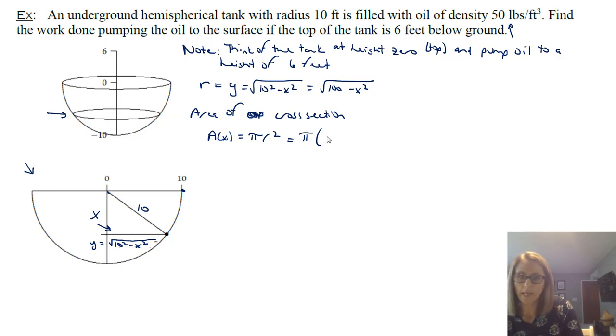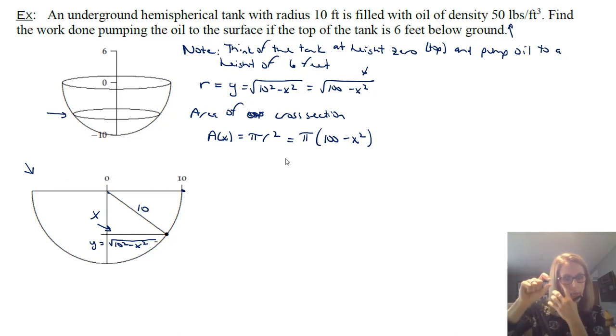So we take r, which we have right here, and we square it to just get 100 minus x squared. So notice the difference there is a variable there. So that's the area of the cross section. And just like we did before, we can think about the fact that when we multiply that by the idea of the height, then we would have the volume of each cross section.